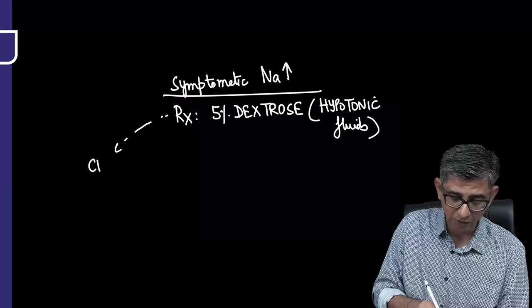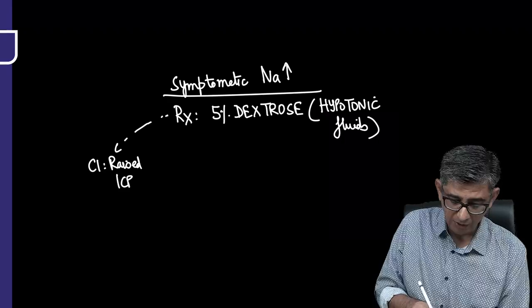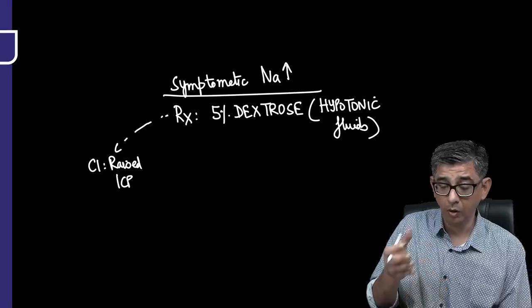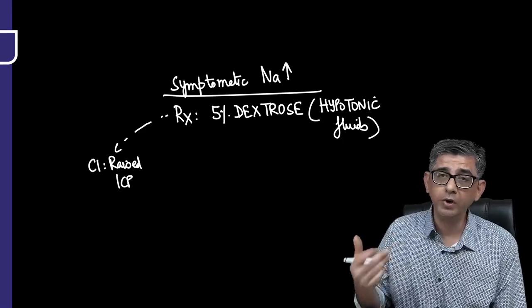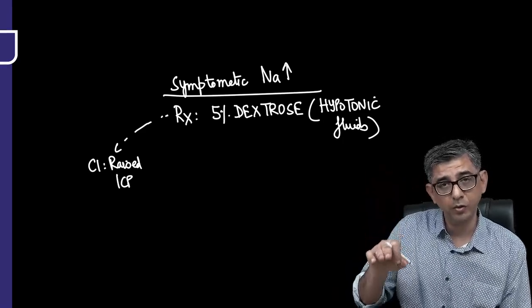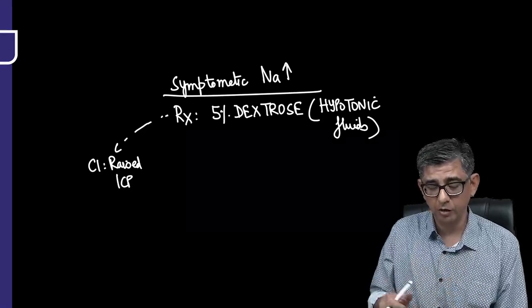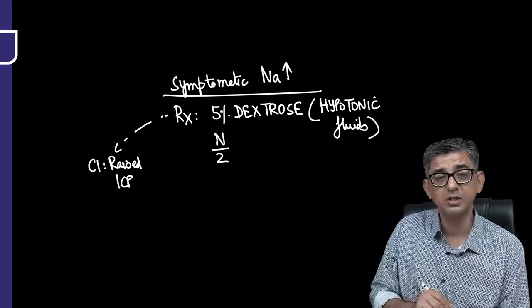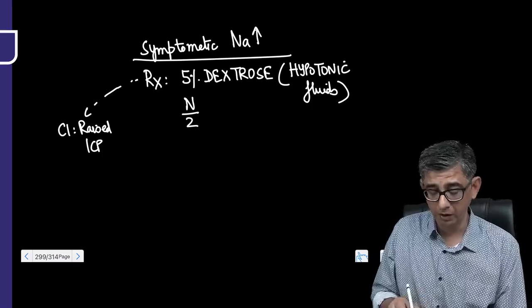In the exam they said, which fluid is contraindicated in a person with raised ICP always? Your answer is 5% dextrose. Why? Because it's a hypotonic fluid. But now I need hypotonic fluid to be administered to the patient so that I can bring the sodium down from 160, 155, 150, 145, and therefore 5% dextrose would be used, or you might just use the word half normal saline as well.